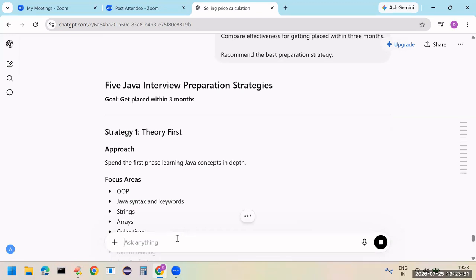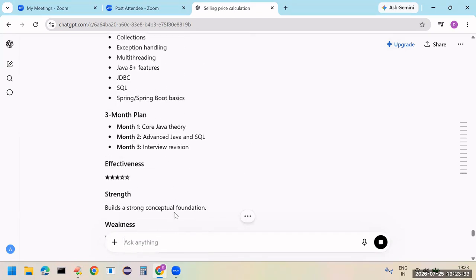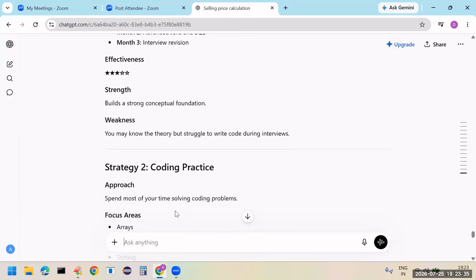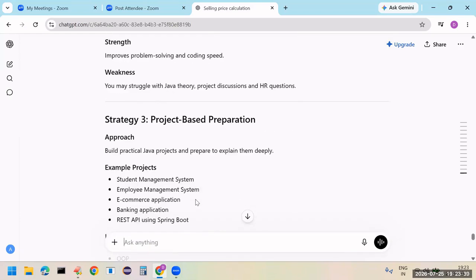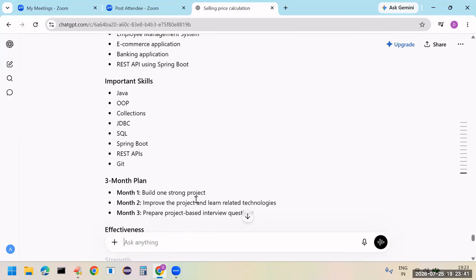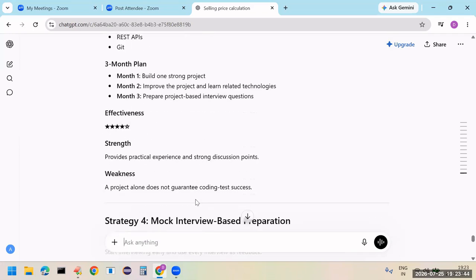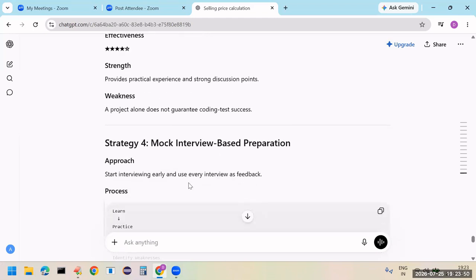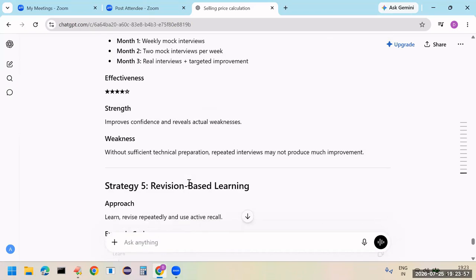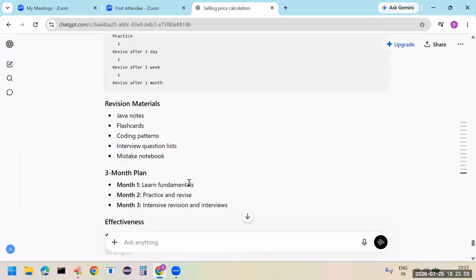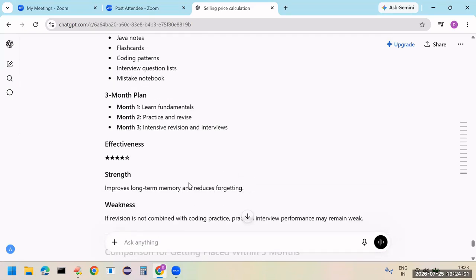Yes, strategy 1, what it is telling. Strategy 2, what it is telling. Strategy 3, what it is telling. Strategy 4, what it is telling. Strategy 5, everything it is giving with very clear clarity.